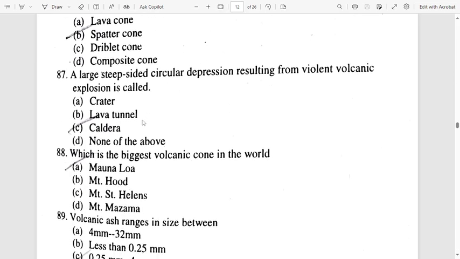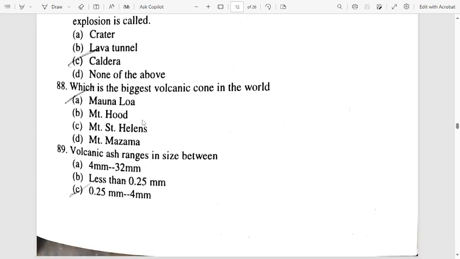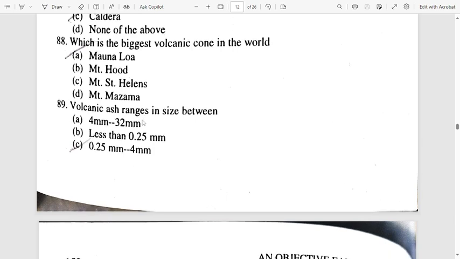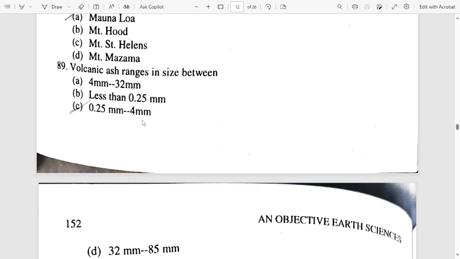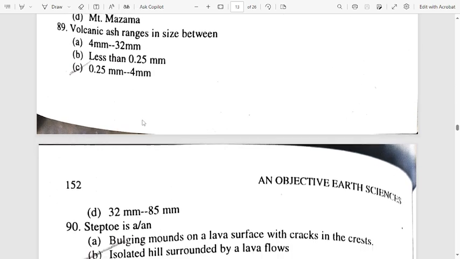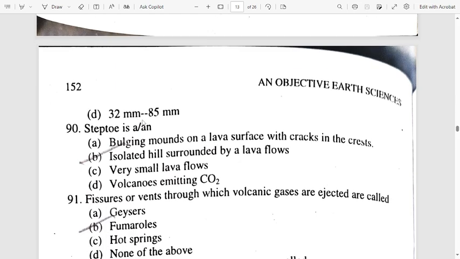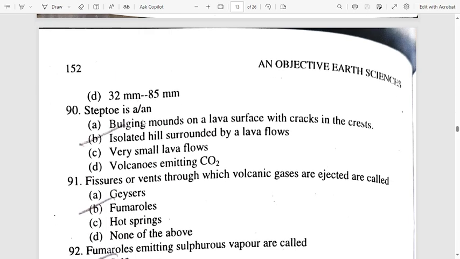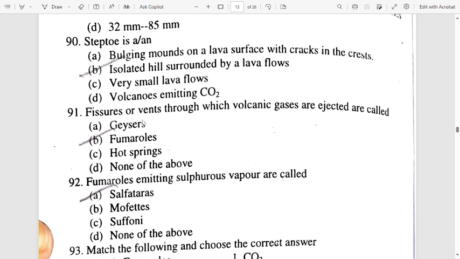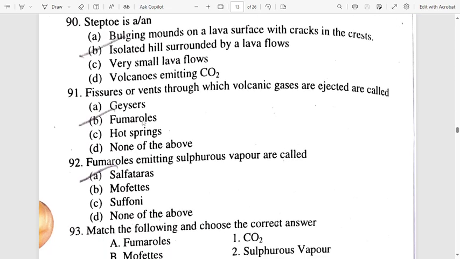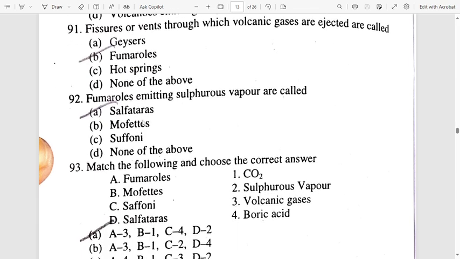A large, steep-sided circular depression resulting from violent volcanic explosion is called caldera. The biggest volcanic cone in the world is Mount Mauna Loa. Volcanic ash ranges in size between 0.25 mm to 4 mm. Steptoe is an isolated hill surrounded by lava flows. Fissures or vents through which volcanic gases are ejected are called fumaroles. Fumaroles emitting sulfurous vapor are called solfataras.